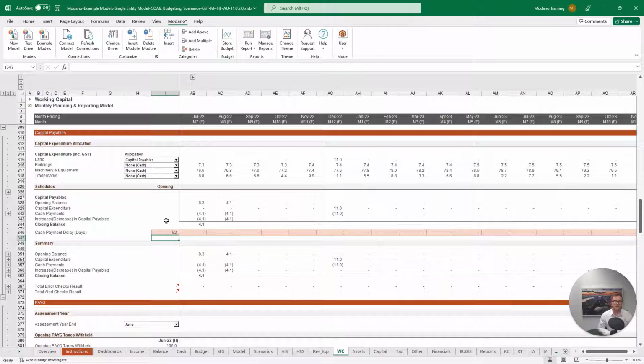Now, if we look at December 22 as an example, you can see that we have our 11.0 of capital expenditure forecasts coming from our allocation at the top of the analysis. It's currently being paid in cash in the same month as our cash payment delay is set to 0.